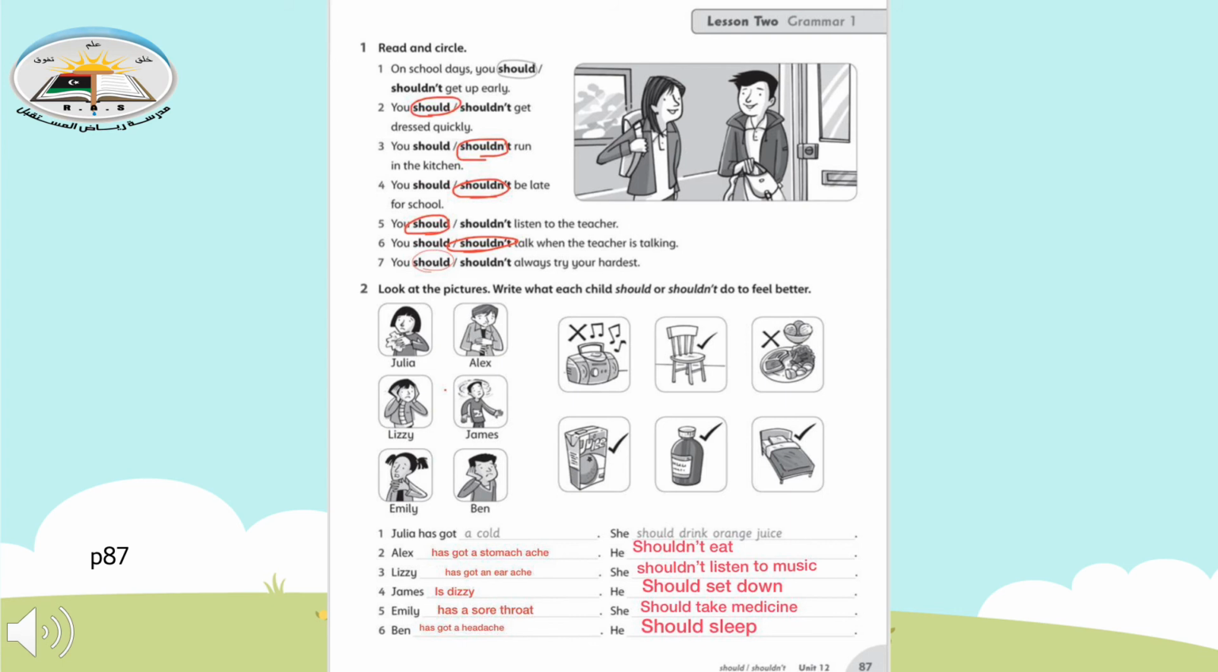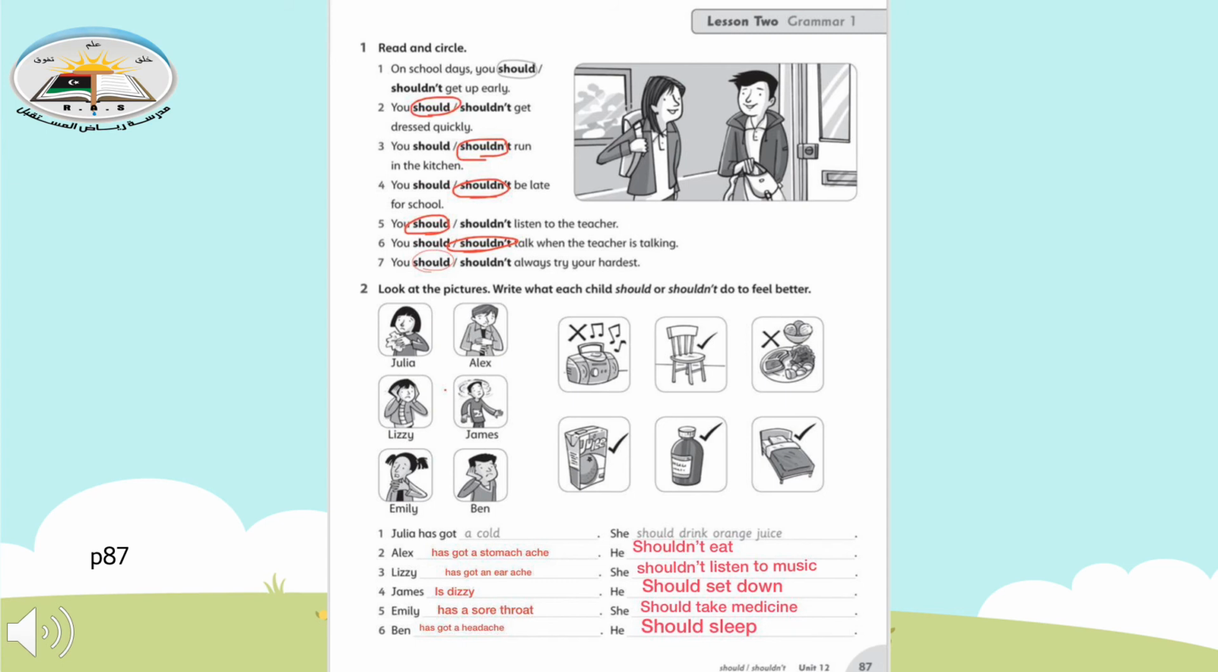Number 4. Jamie is dizzy. The advice, he should sit down. Number 5. Emily has a sore throat. The advice, she should take a medicine. Number 6.